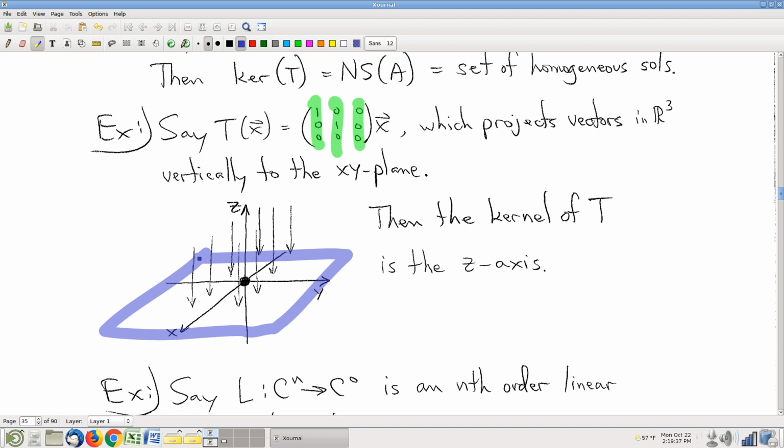All right, so in this context here, the kernel of the linear transformation is the z-axis. That's what gets squished down to 0. The image is the xy plane. That's what everything gets squished into.